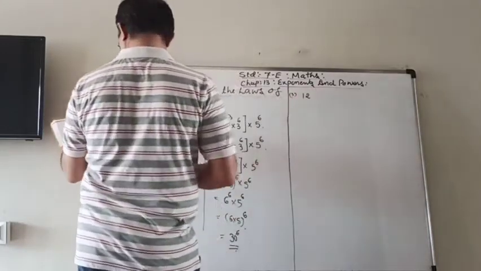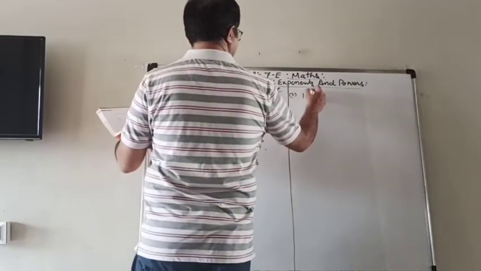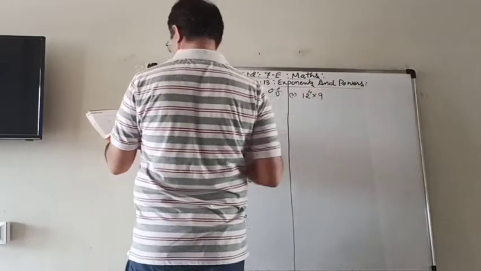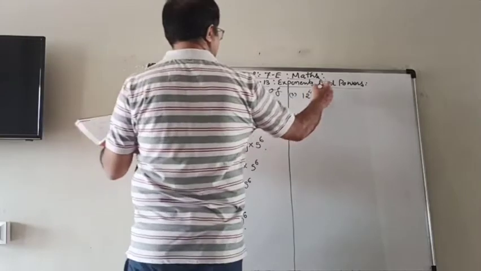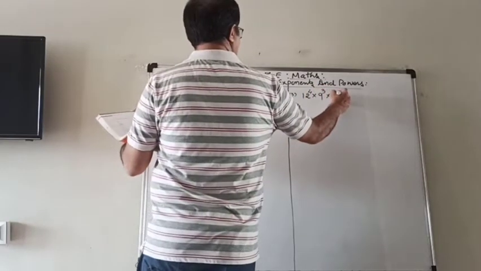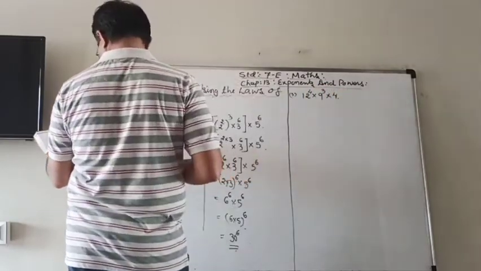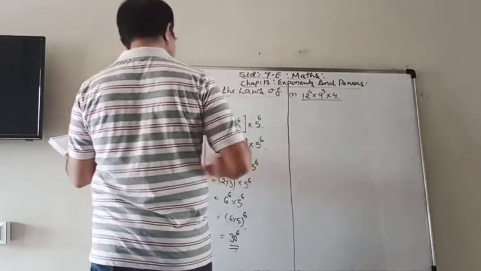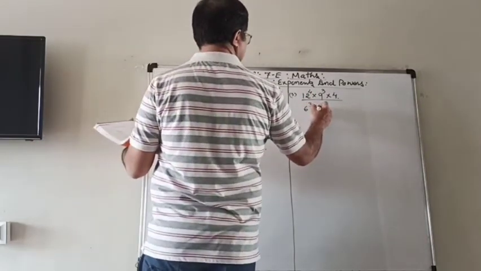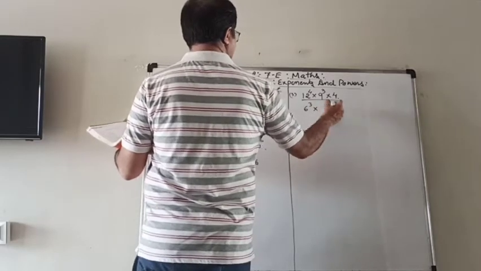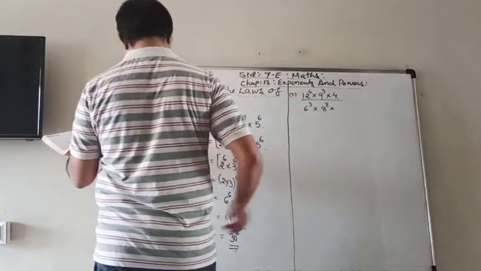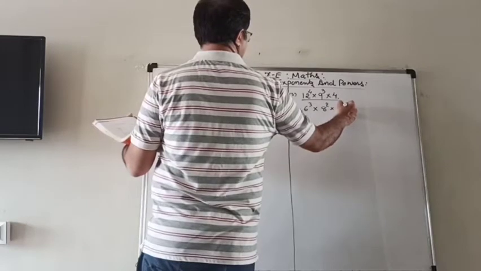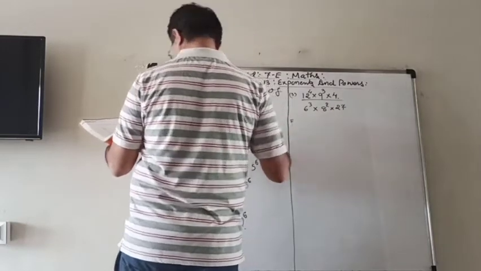12 raised to 4 multiplied by 9 cube multiplied by 4, divided by 6 cube multiplied by 8 square multiplied by 27.